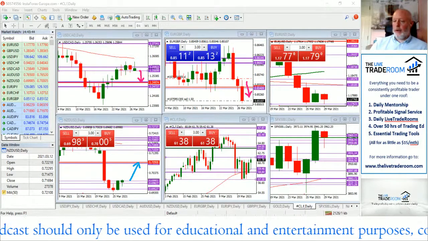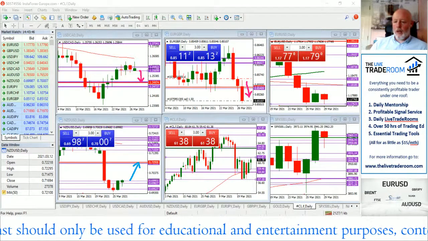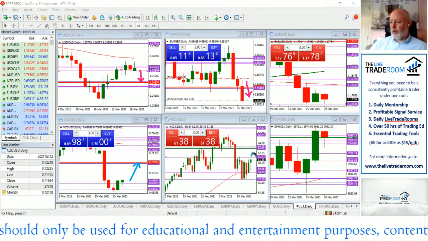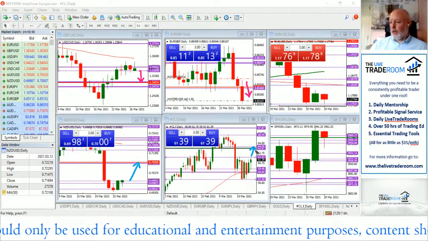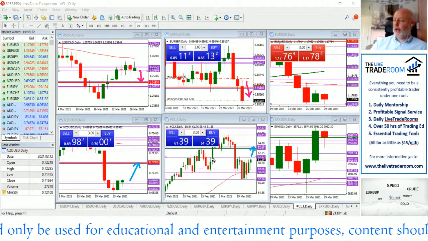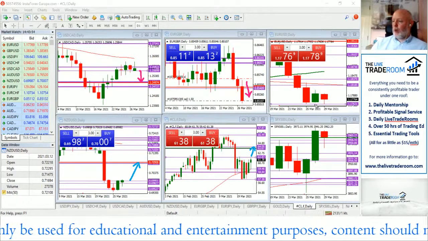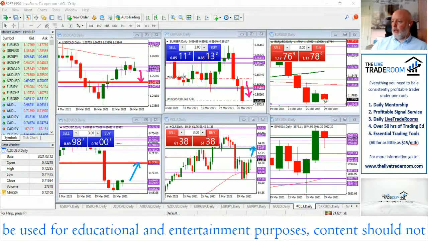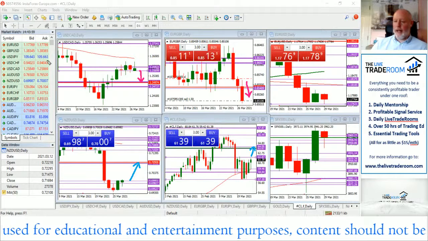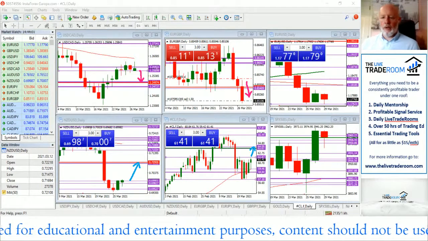So those are our 3 trades. I suppose a small potential buy trade in crude oil, and we're just watching the euro dollar and the S&P 500.